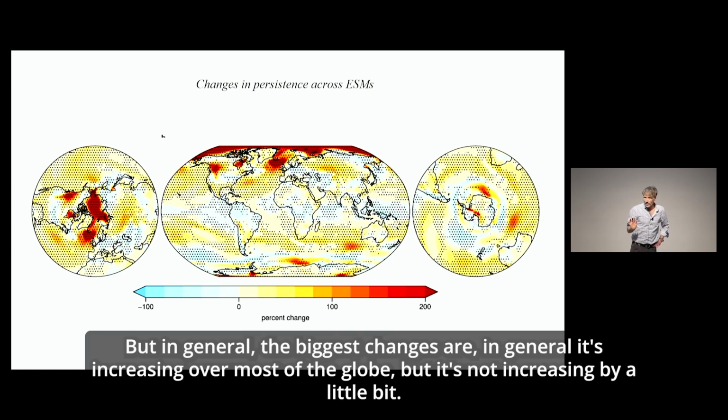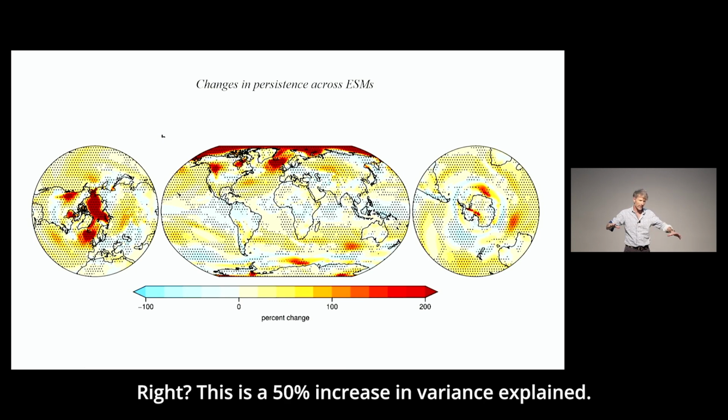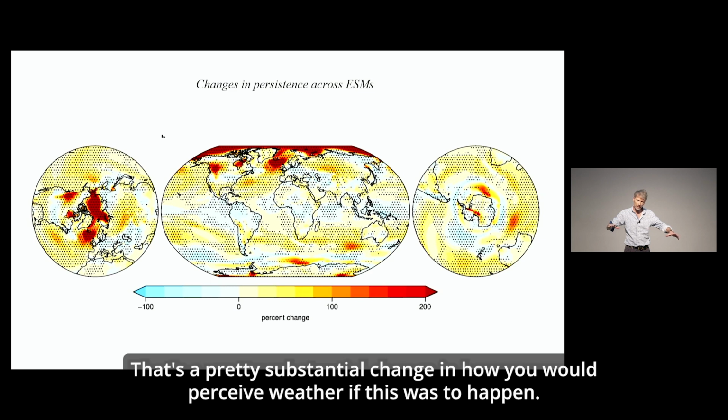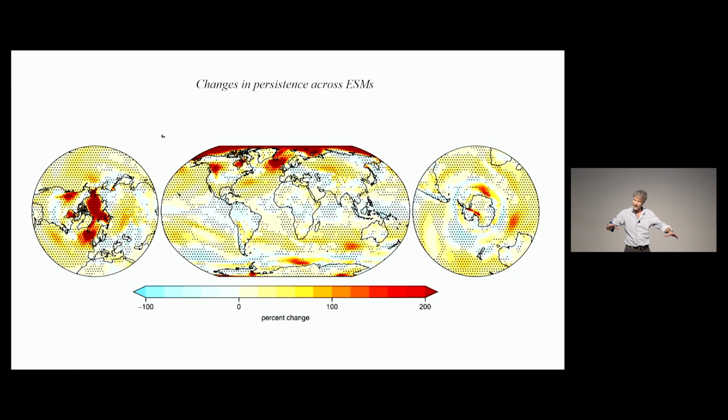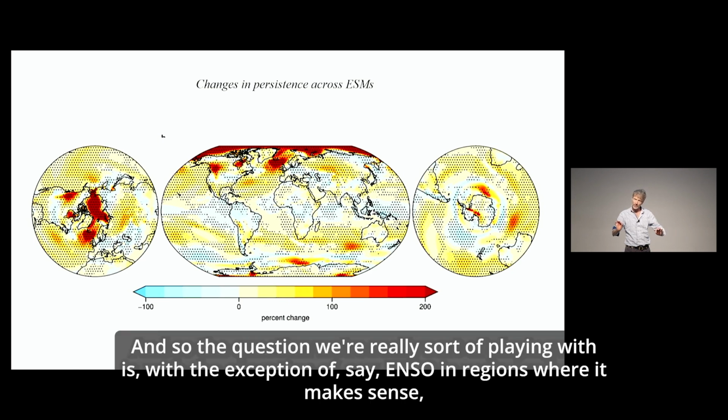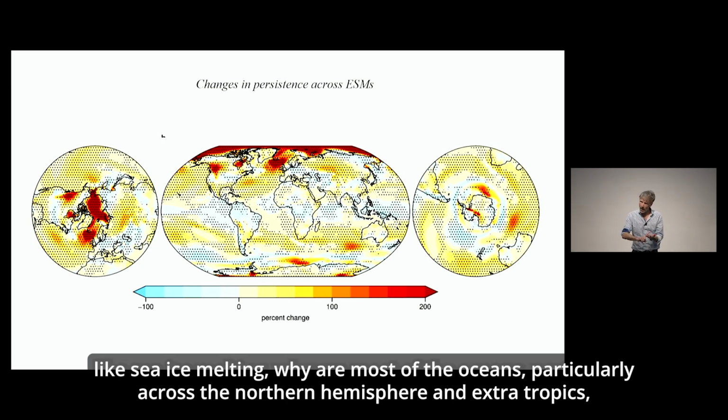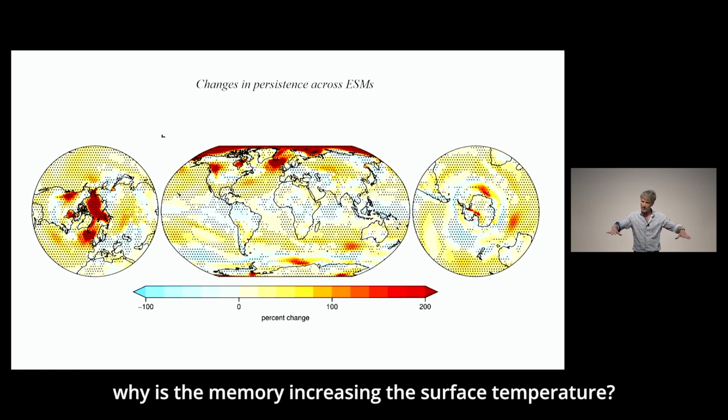But in general, it's increasing over most of the globe, but it's not increasing by a little bit, right? This is a 50% increase in variance explained. That's a pretty substantial change in how you would perceive weather if this was to happen. And so the question we're really sort of playing with is, with the exception of, say, ENSO and regions where it makes sense, like sea ice melting, why are most of the oceans, particularly across the northern hemisphere extratropics, why is the memory of surface temperature increasing?